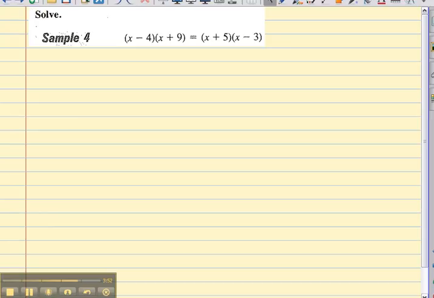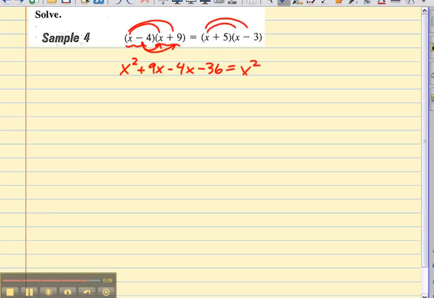Okay? So, if I'm going to solve, what do I need to do, Lawrence? I need to simplify before I solve. Okay? Can you help me simplify this left side? So, x times x equals what? X squared. X times 9 plus 9x, minus 4x, minus 36, is equal to x squared minus 3x plus 5x.